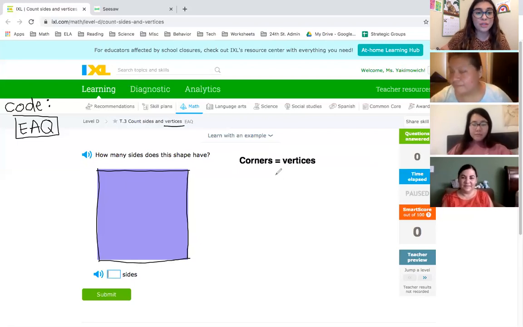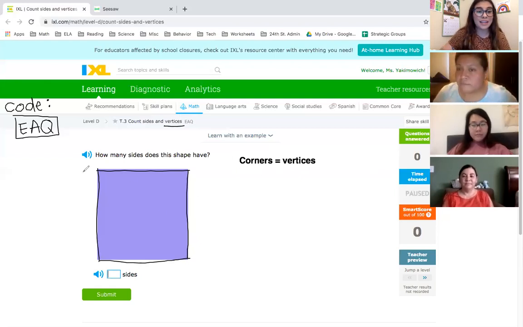So if you are using IXL, of course, you're going to be going on your iPad, finding the IXL app, clicking it, and looking for the icon of the magnifying glass. That means search. And you're going to type in the code EAQ. That's our code for today. And it should say count sides and vertices. And remember, vertices are the same thing as corners.